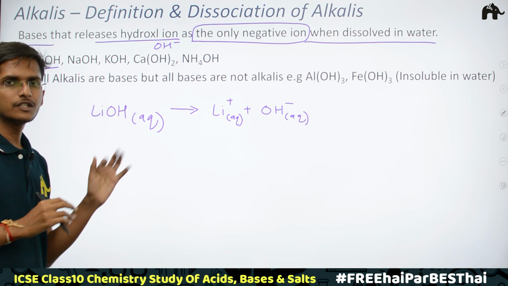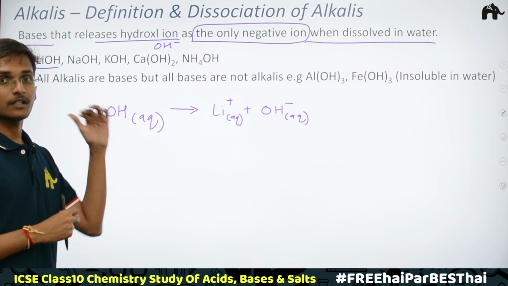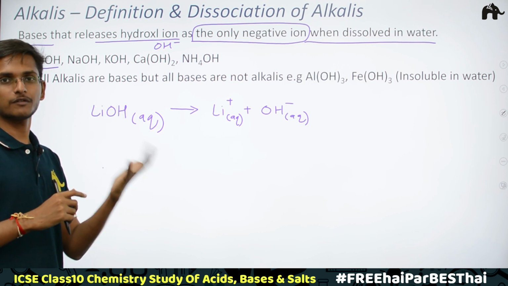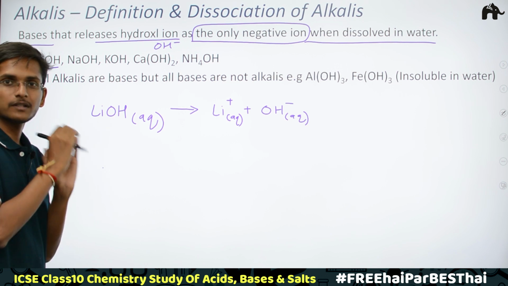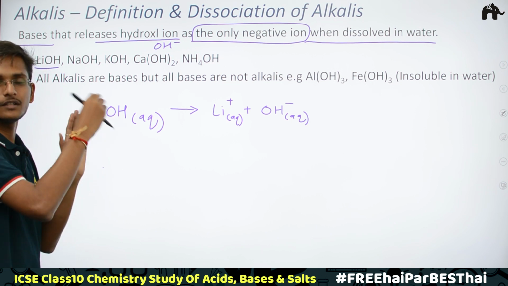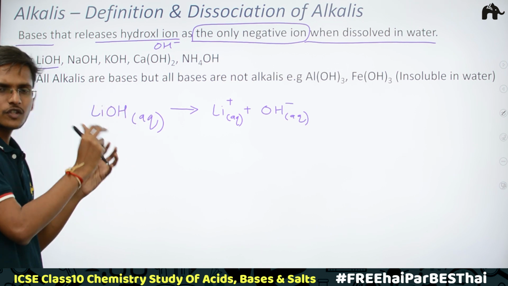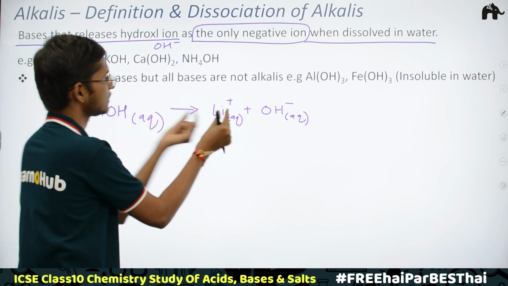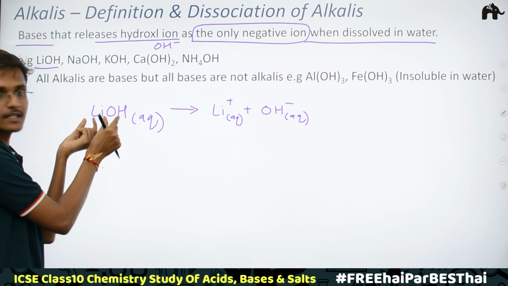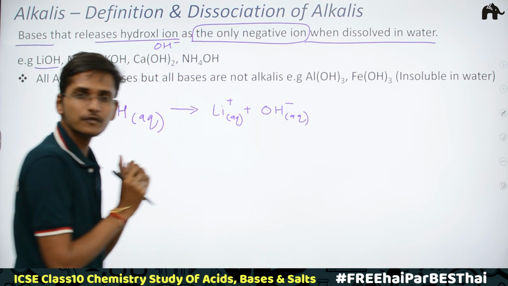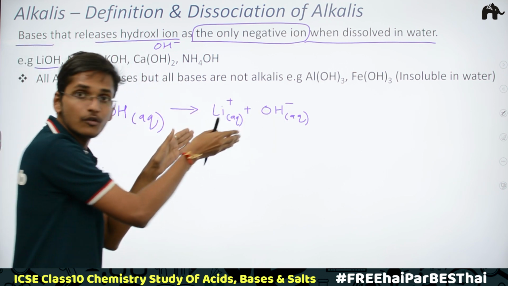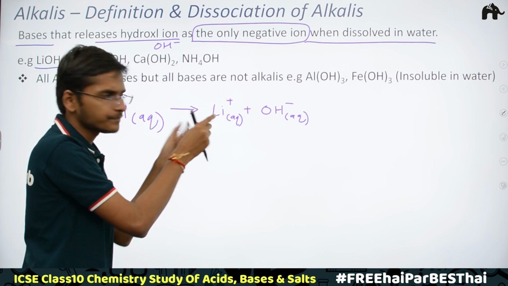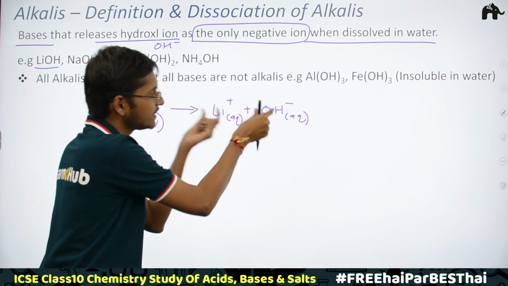Now why am I saying dissociation? Try to remember the first topic which we learned for this chapter, the difference between ionization and dissociation. So what is dissociation? It's simply the process of separation of ions. See, Li plus and OH minus ions are getting separated, the process of separation of ions in water.